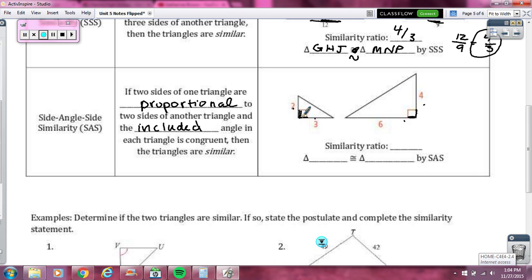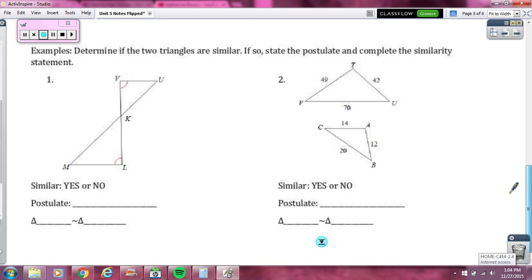So I look at these 2 and I notice, ooh, this one's 90 degrees and this one's 90 degrees. They're the same. Awesome. Now I'm going to check out, is the relationship between 2 and 4 the same as the relationship between 3 and 6? Both of those simplify to 1/2. So that would be my similarity ratio. And then the similarity statement cannot be given because these don't have any letters, so we won't worry about that for right now. Here are 2 for you to try.